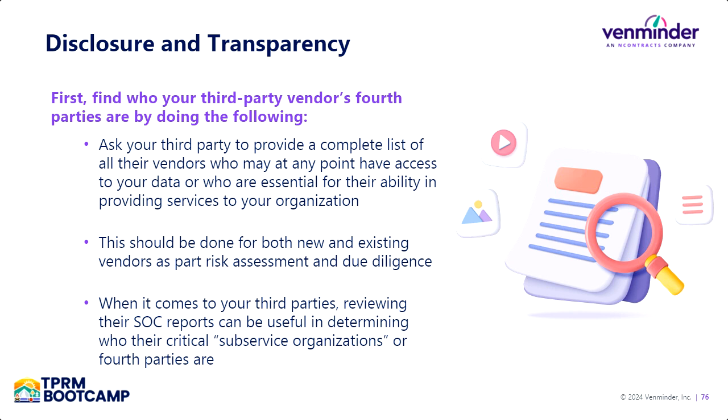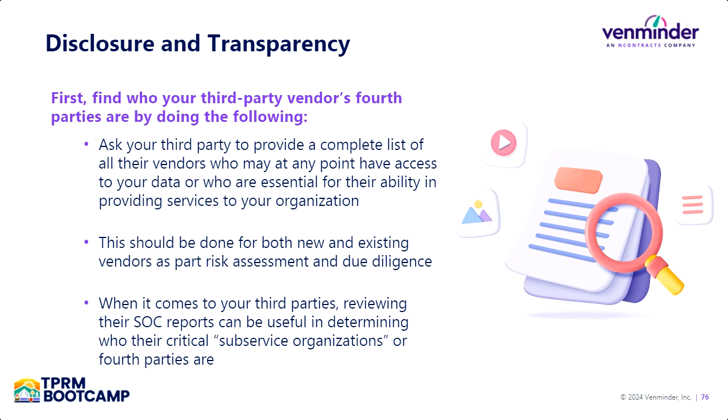Well, the first place you have to start is actually knowing who those fourth parties are. So you need to, through your third parties, of course, ask them to provide you a complete list of all the vendors that may at any point have access to your data or who are essential for them to keep the lights on to support you. And this should be done, of course, with new vendors and then existing vendors as part of your annual due diligence and risk assessment. Just as you will change vendors throughout your lifetime as an organization, so will your third party. So you'll want to keep that updated.